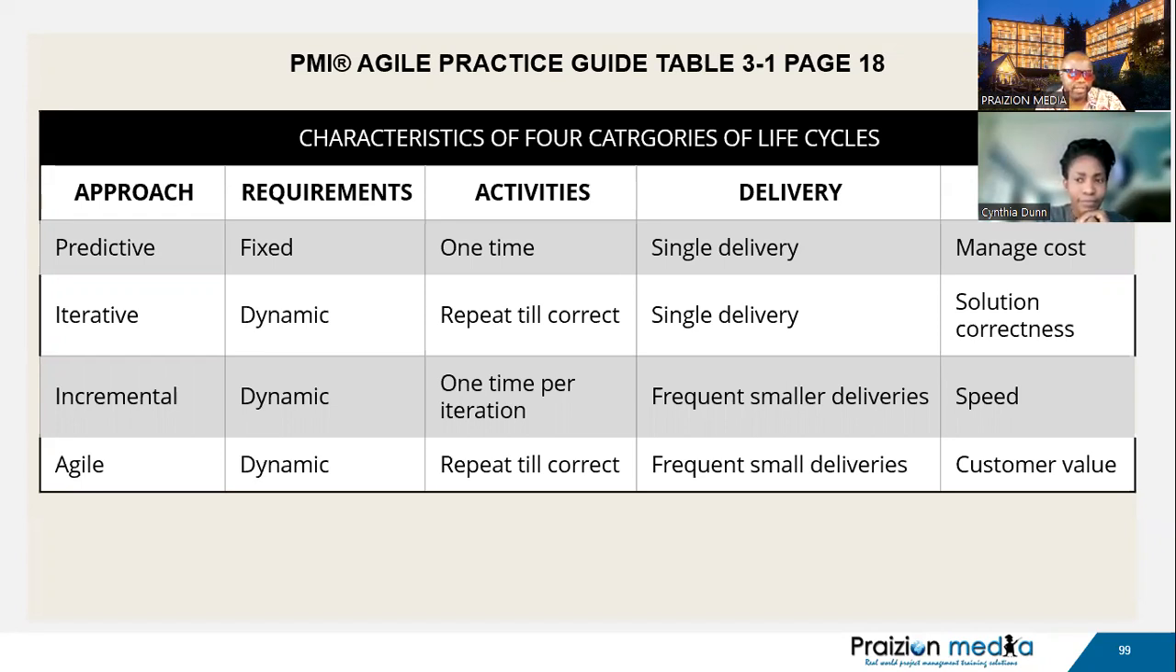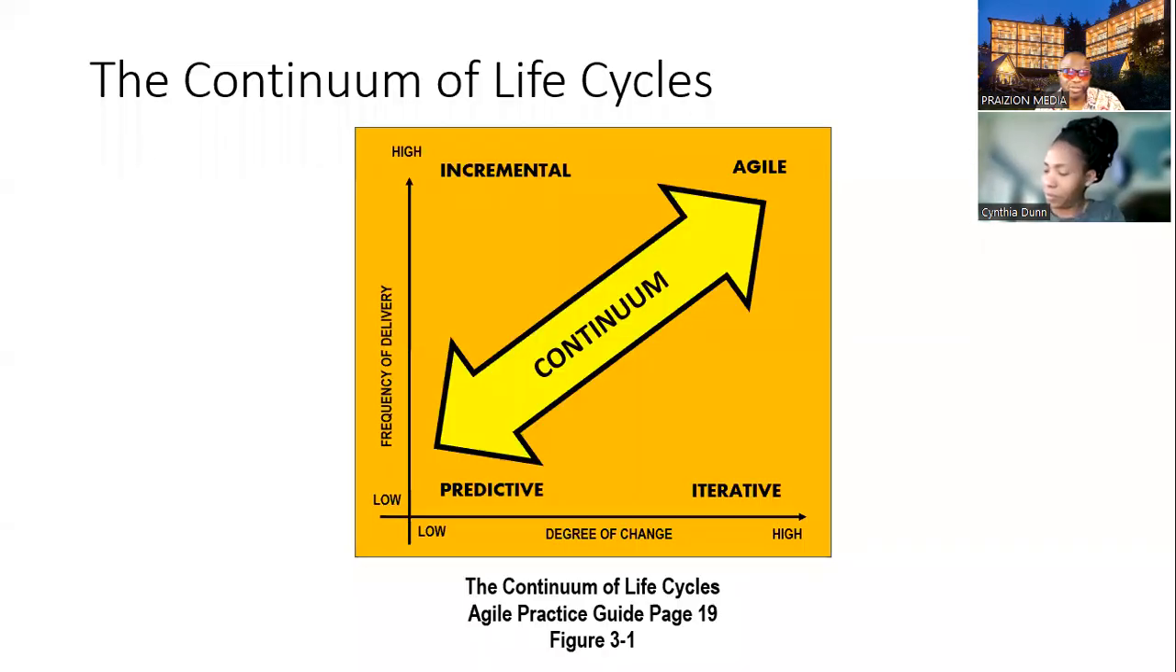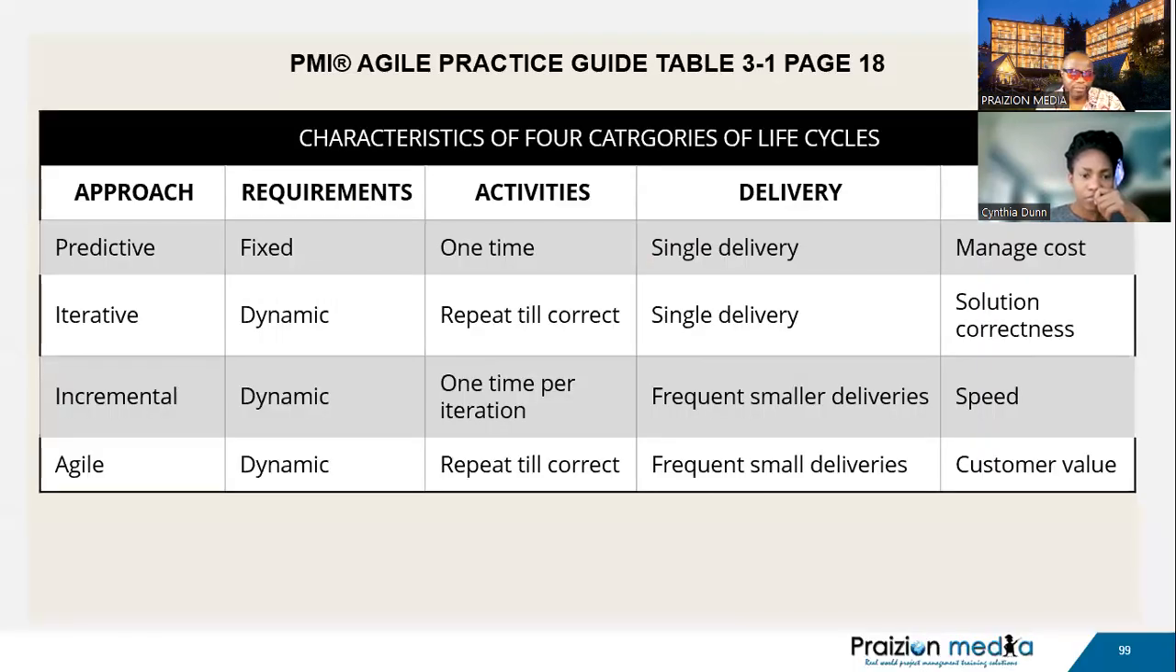Please excuse my brevity. But if you are taking the exam, you need to hammer down this page in the Agile Practice Guide, page 18. This is going to help you distinguish between predictive, iterative, incremental, and agile, but you're not going to get the full picture unless you put this one in. So you got to hammer down when to use incremental: low degree of change, high frequency of delivery. When to use predictive: low degree of change, low frequency of delivery. When to use iterative: high degree of change, low frequency of delivery. And agile: high degree of change and high frequency of delivery. Please don't take your exam without understanding both of those.